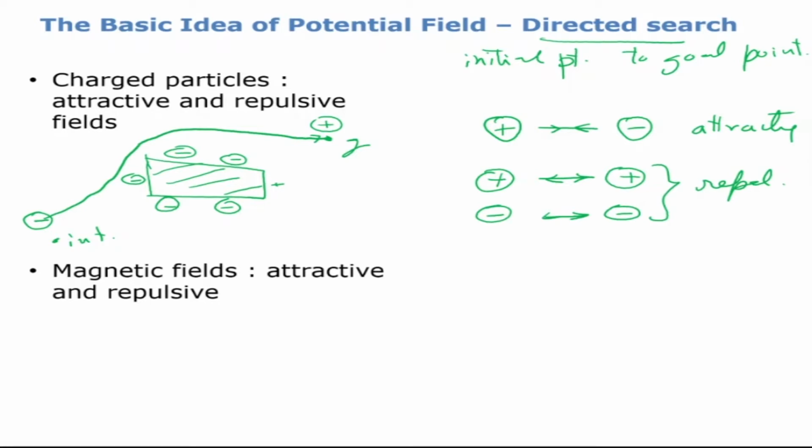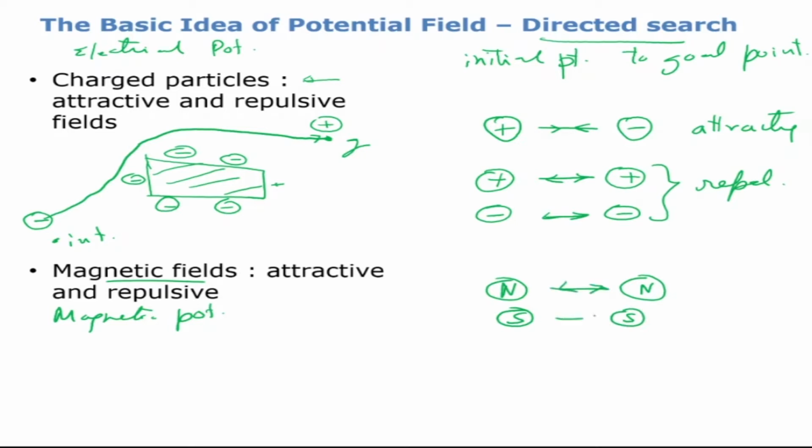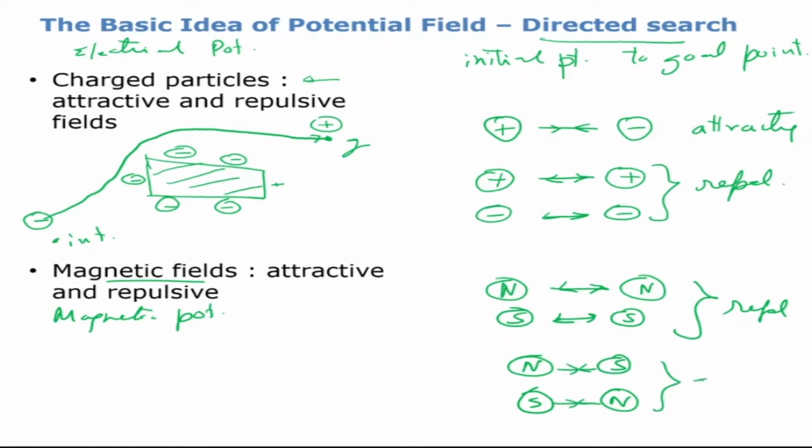Now, one example is charged particles. This is an electrical potential. We can also have magnetic fields, and have magnetic potential. In case of north pole and north pole, or south and south, they're going to repel each other. This we know. Now we can also have a north and a south, or a south and a north. This is going to attract each other.